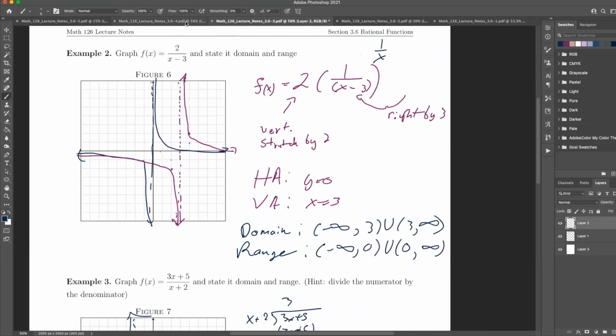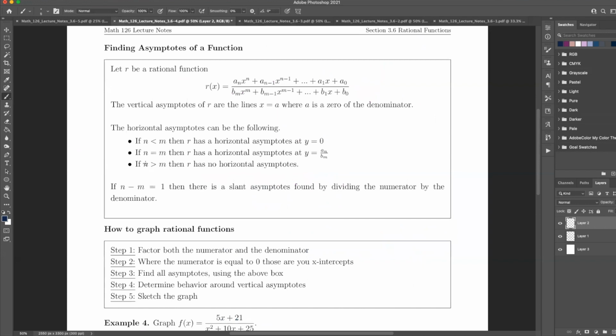So we've already kind of seen that. If the degree of the upper one is greater than the lower one, there are no horizontal asymptotes. But if the upper one is just 1 degree higher, there's a slant asymptote. And you find that by dividing the numerator by the denominator. And I'll show you how to do that at the end.